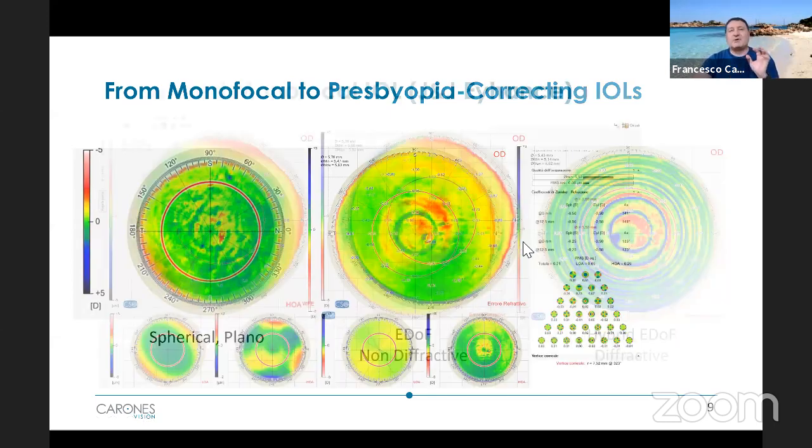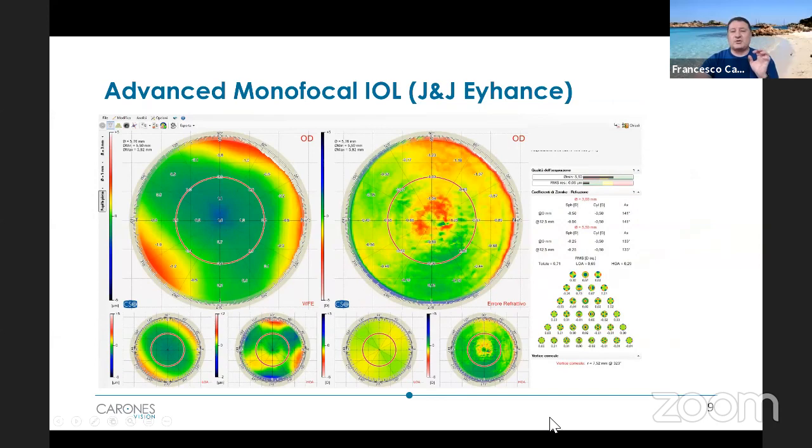Let me go through examples to help you understand how this kind of technology may be useful to address some specific cases. And again, I'm starting from a case of an advanced monofocal IOL, the Eyhance from Johnson & Johnson.